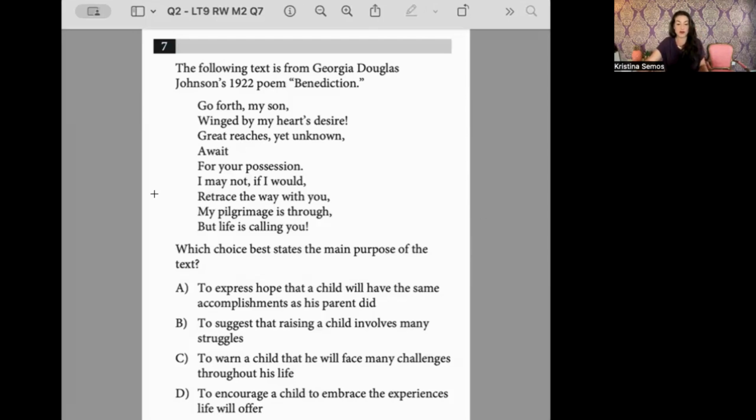Okay, for you, this is question number 2. The question stem, which we're reading first: which choice best states the main purpose of the text? The following text is from Georgia Douglas Johnson's 1922 poem, Benediction. Go forth, my son, winged by my heart's desire. Great reaches, yet unknown, await for your possession. I may not, if I would, retrace the way with you. My pilgrimage is through, but life is calling you. So pause if you need to, answer the question, and then answers will be at the end.